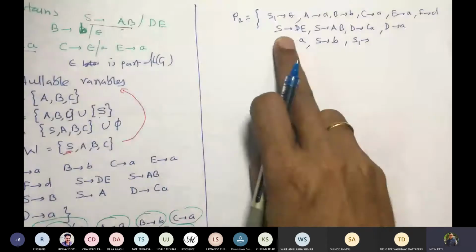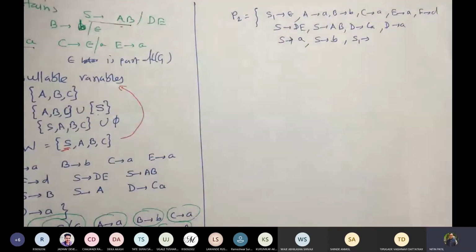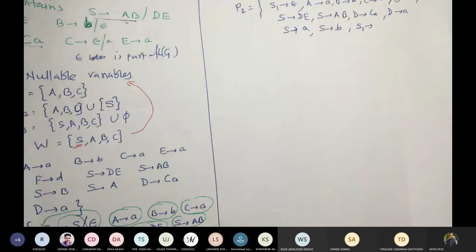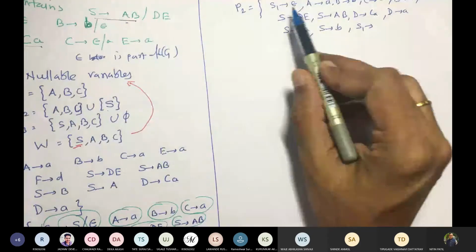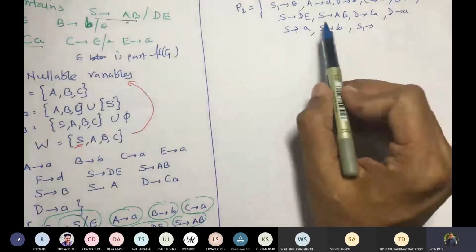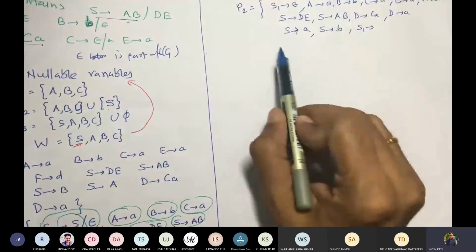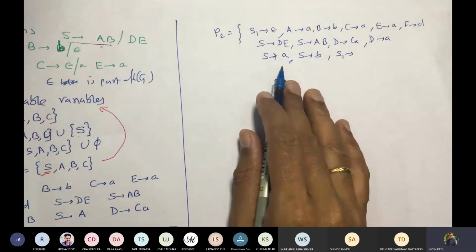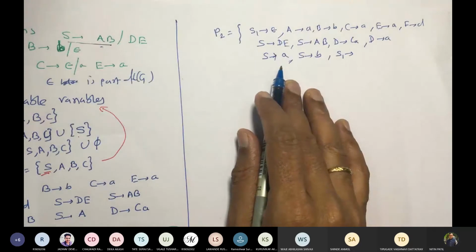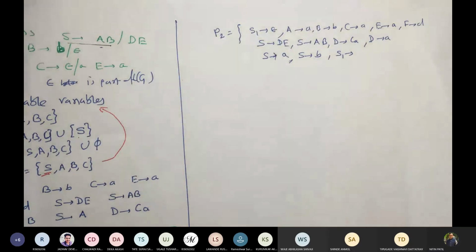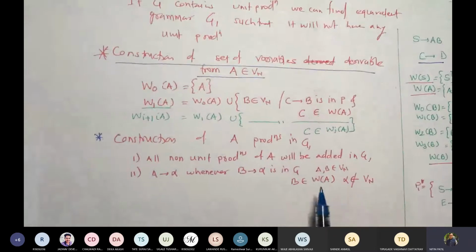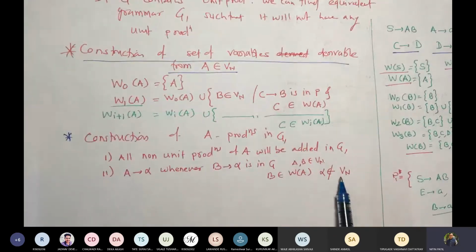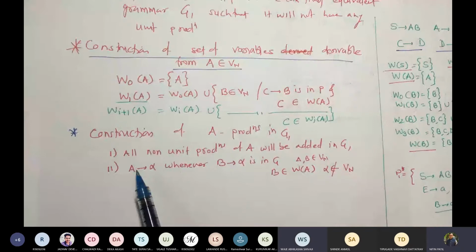Now how many productions for S do not contain a variable? Whatever productions we got here, how many S productions are there? S gives D, S gives AB, S gives A, and S gives B. How many of them don't contain any variable? Can somebody tell me? Why am I saying so? We want this: alpha should not be a variable. This was a chain rule, no?